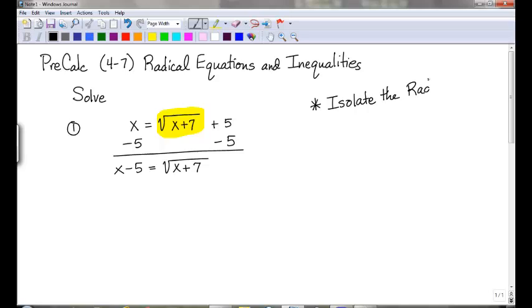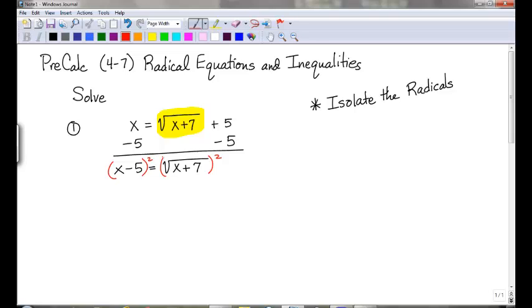Now I'm going to say plural there. In this problem we only have one. But if I had more than one, I would have to isolate them one at a time. You get one radical by itself, and then get the other one by itself. So on this one, it's a square root. So to get rid of that square root, you have to square both sides. Use parentheses or brackets or braces that show that you're squaring both sides.